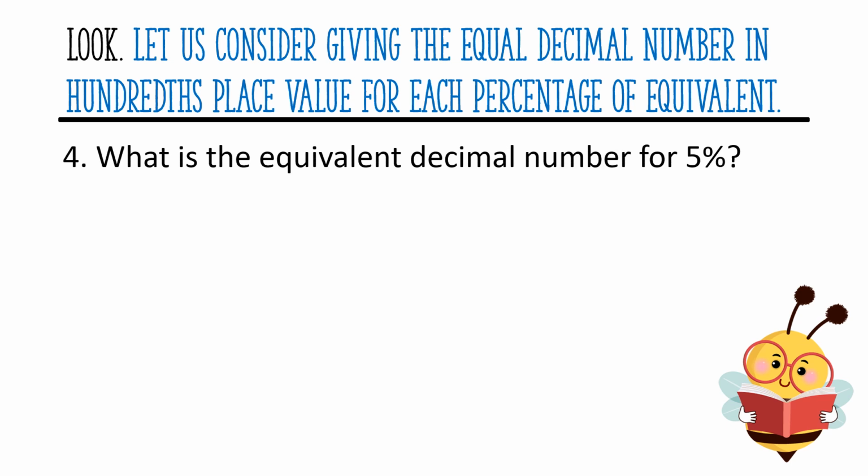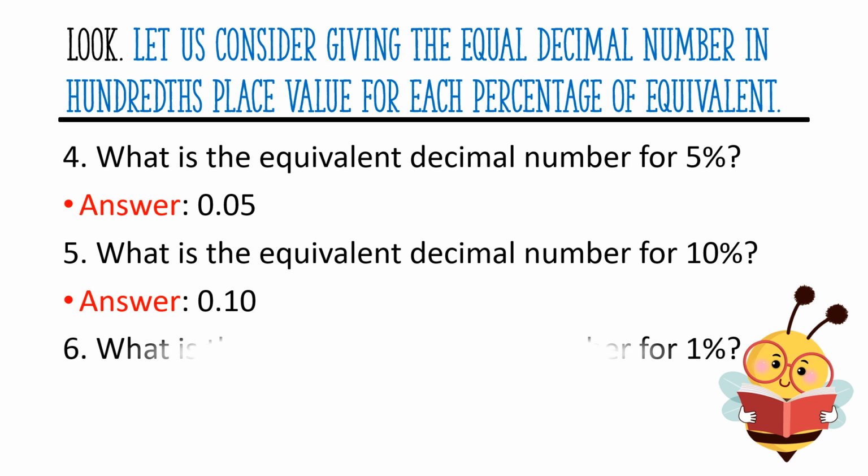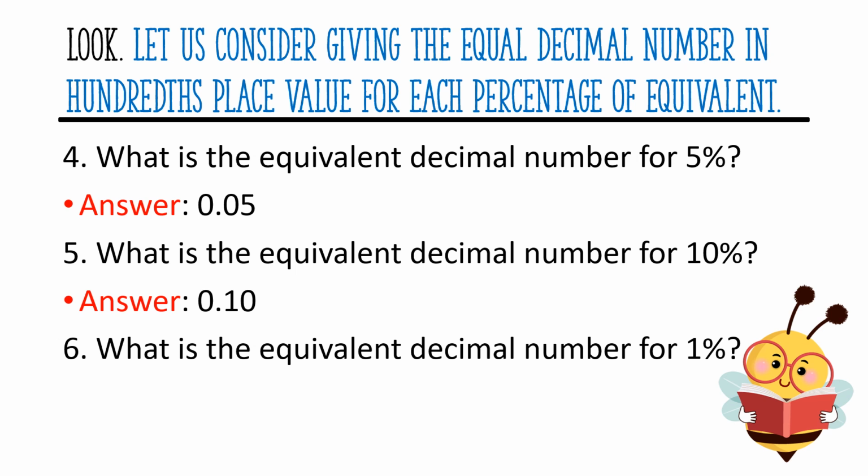All right, let's continue. Question number 4. What is the equivalent decimal number for 5%? And the answer is 0.05 or 5 hundredths. Number 5. What is the equivalent decimal number for 10%? And the answer is 0.10 or 10 hundredths. Okay, the last one but not the least. What is the equivalent decimal number for 1%? And the correct answer is 0.01 or 1 hundredth.